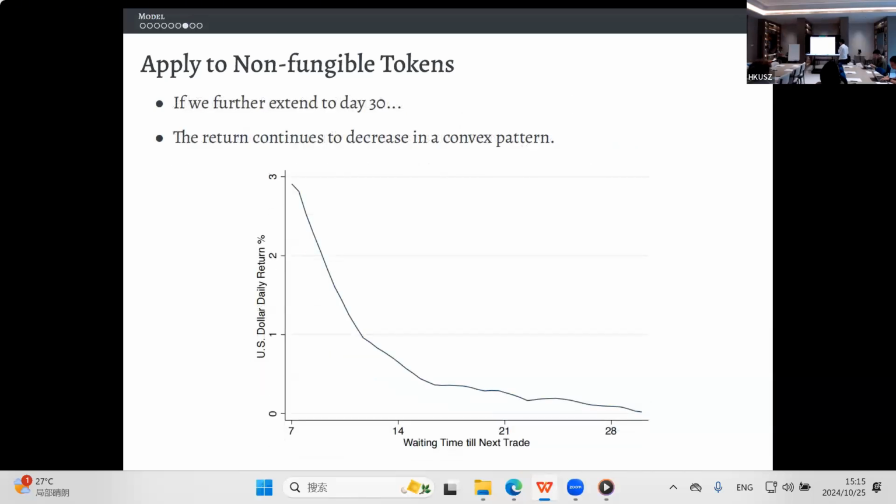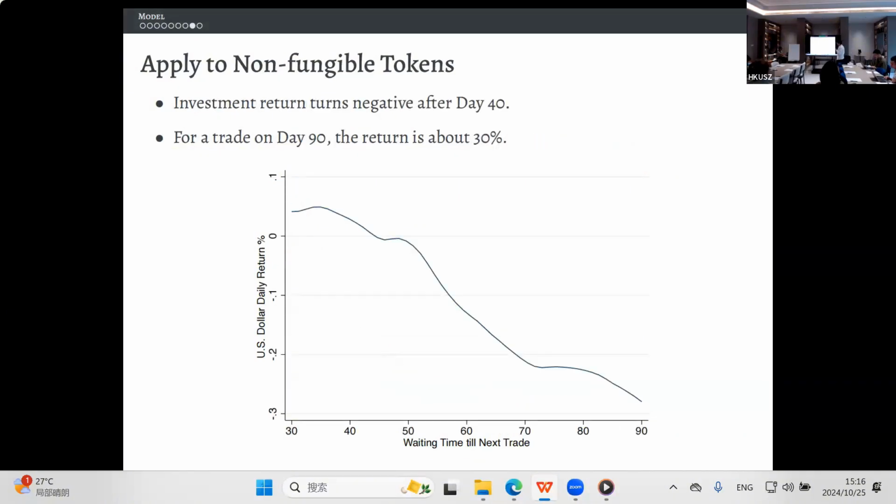Yeah, so if we further extend, so that's from day 1 to day 7. If we further extend to day 30, you can see this pattern. The average daily return goes down to 3%, all the way down to pretty much close to 0. If the NFT on Ethereum cannot be resold in the first 30 days, then basically the return is fairly close to 0. Okay, so to buy a NFT. Next page.